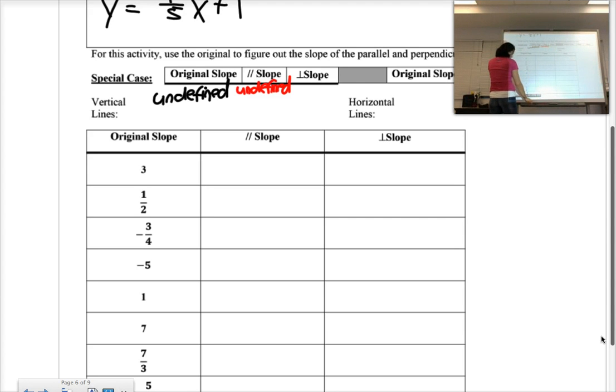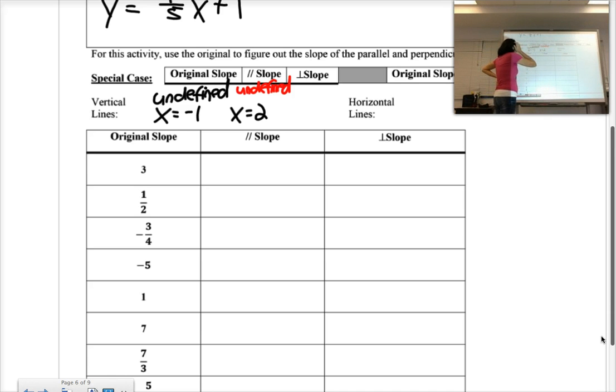Okay? Now, an example of an equation for a vertical line would be something like x equals negative 1. An example of an equation for a line parallel to x equals negative 1 could be x equals 2 or x equals 7. Every vertical line is going to be parallel to itself, so you could list any vertical line that you want.